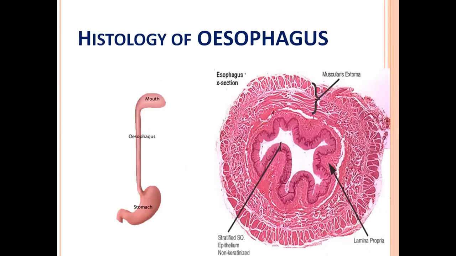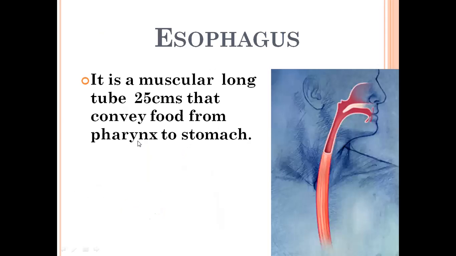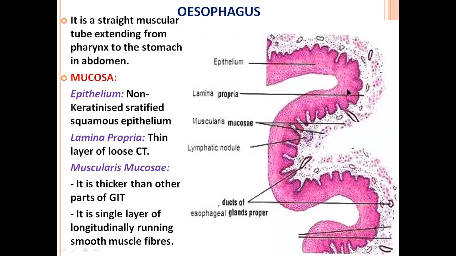Now coming in detail to each part of the GIT, we will go to the esophagus. The esophagus is a long muscular tube, 25 centimeters in length, conveying food from the pharynx to the stomach. It is a straight muscular tube extending from the pharynx to the stomach through the abdomen.